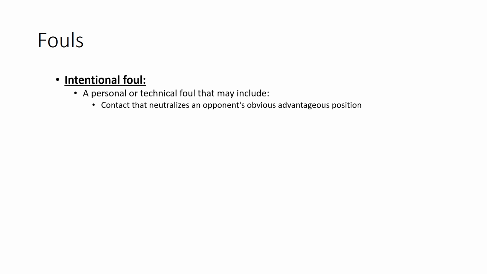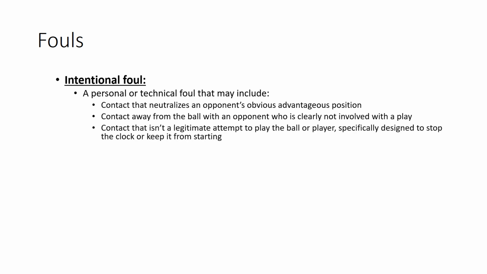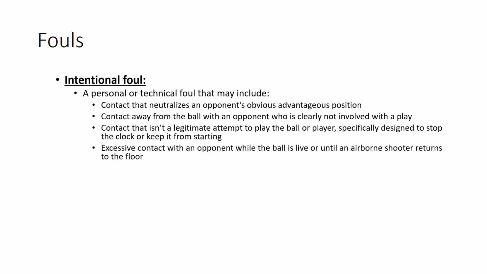An intentional foul is a specific type of foul. It is a personal or a technical foul that may include contact that neutralizes an opponent's obvious advantageous position, contact away from the ball with an opponent who is clearly not involved with the play, contact that is not a legitimate attempt to play the ball or a player that is specifically designed to stop the clock or keep it from starting, or excessive contact with an opponent while the ball is live or until an airborne shooter returns to the floor. Notice that all of these rise above the level of a regular common foul. Finally, one of the intentional fouls includes contact with someone who's throwing the ball in from the out-of-bounds lines.